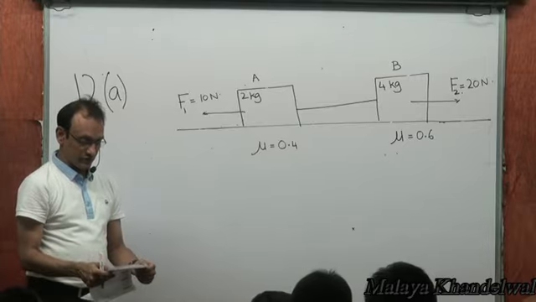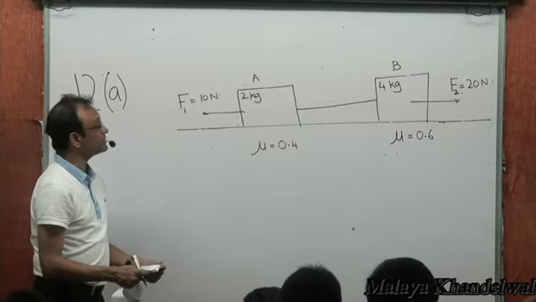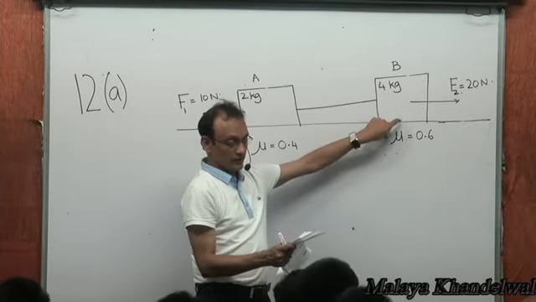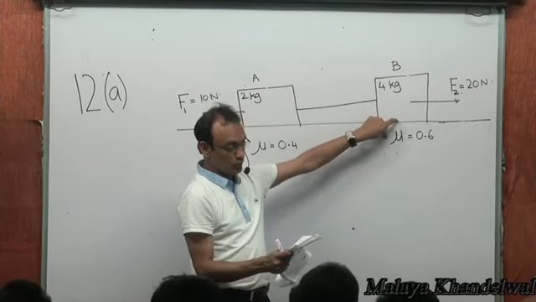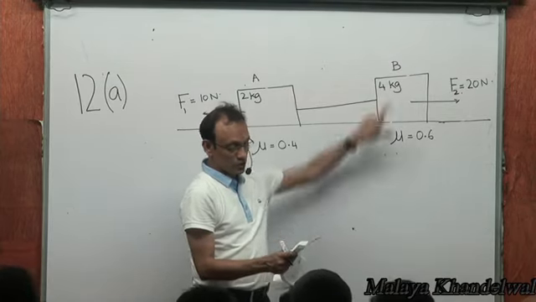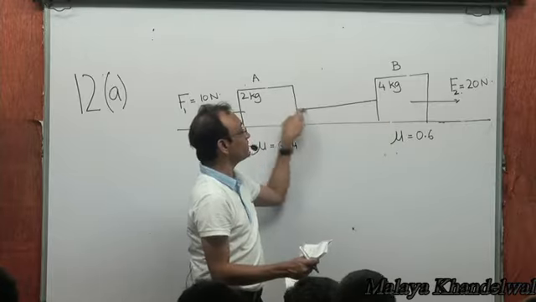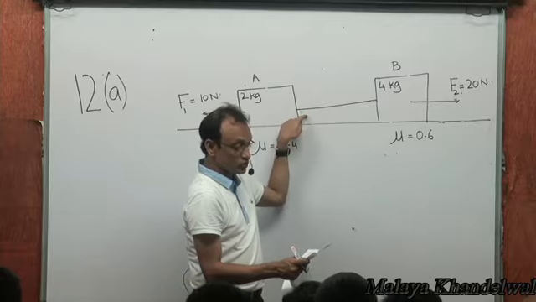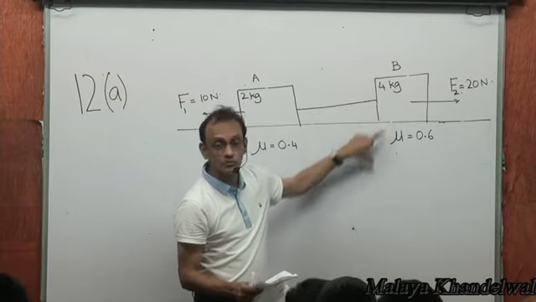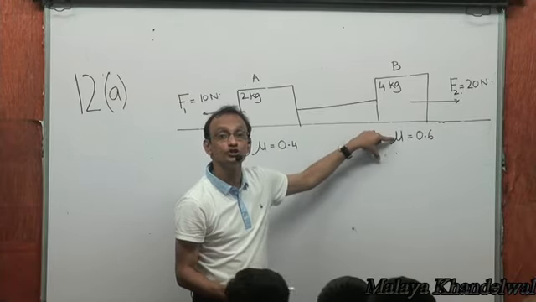We want to calculate the frictional force between the 4 kg block and the ground. Assume initially the tension in the string was 0 before F1 and F2 were applied. We need to obtain the frictional force between these two entities. Alright.